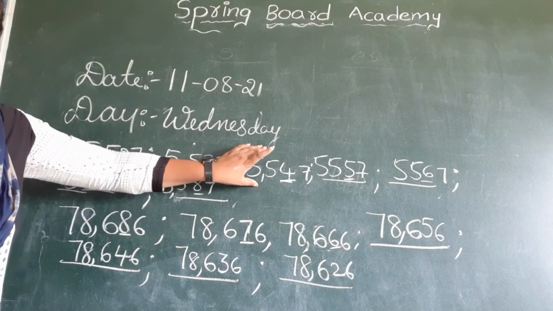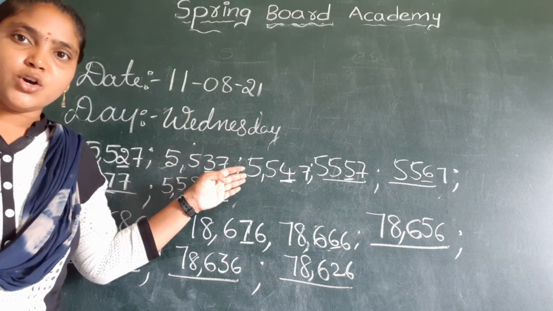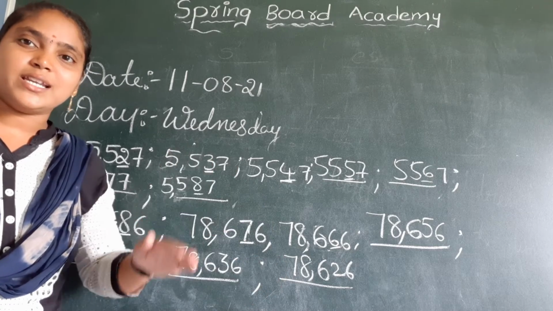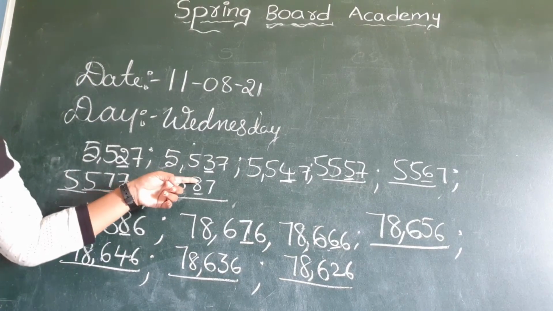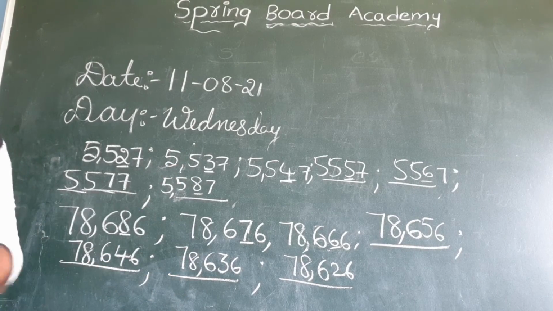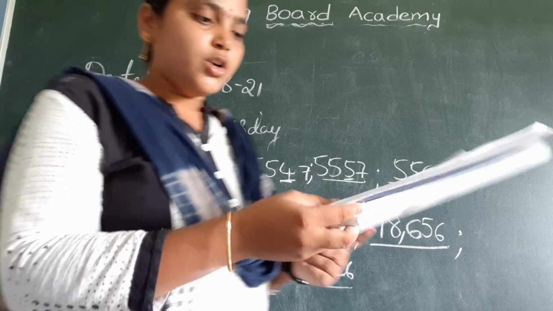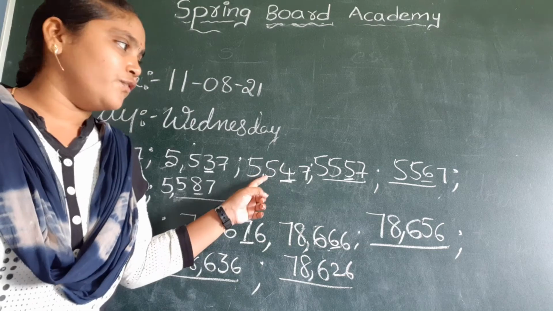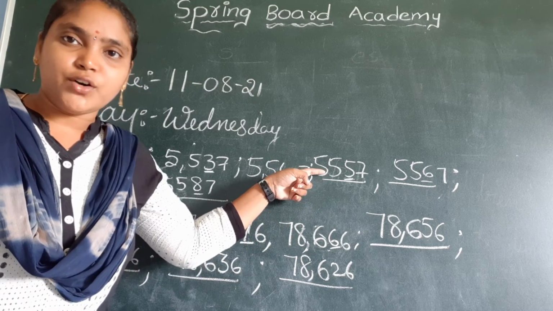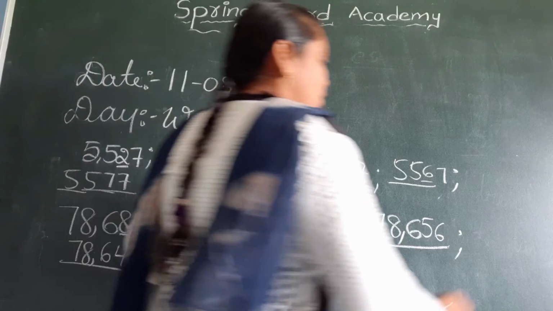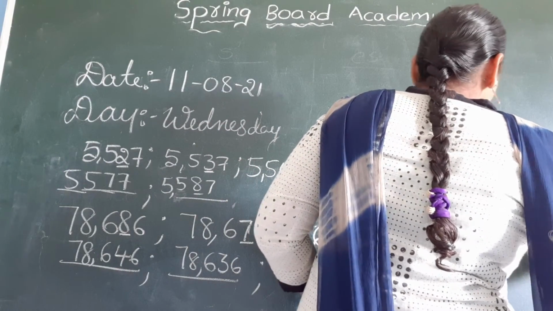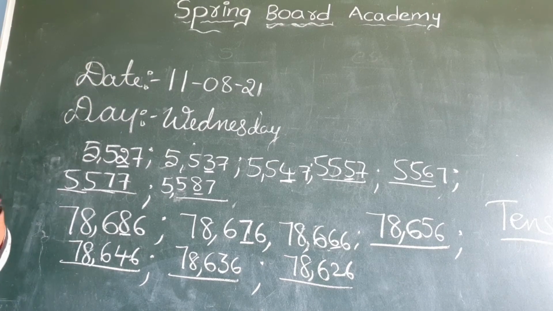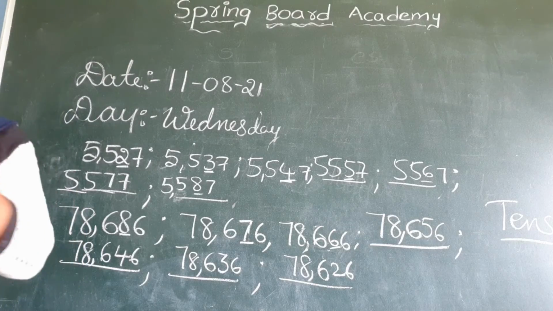So in the first pattern the number is increasing by tens, and in the second pattern the number is decreasing by tens. Here we counted forward tens and backward tens. So in this blank you have to write tens. T-E-N-S, tens.